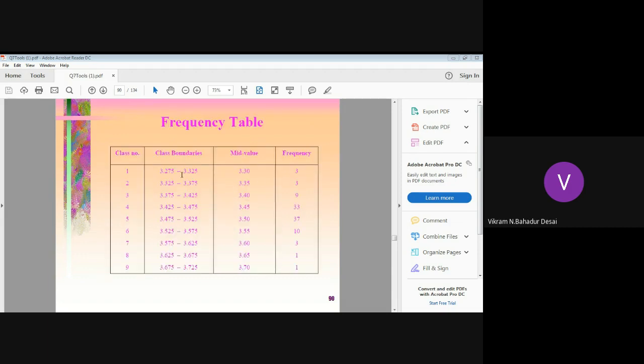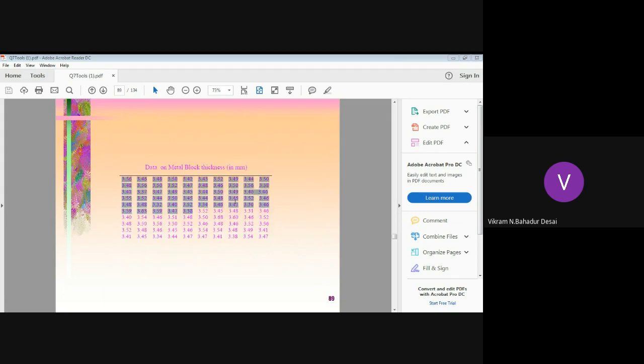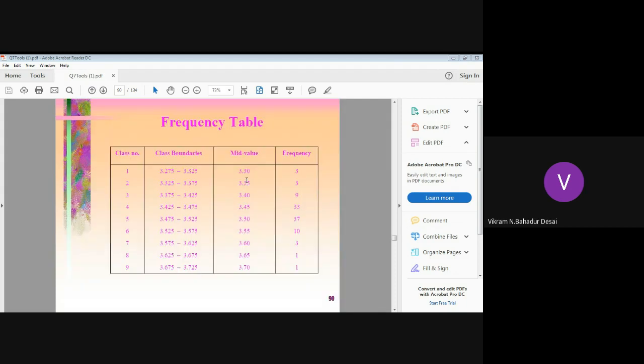Then they have made it into classes. Different classes they have made, and for each class, they have made a mid value. Then how many frequencies are going to fall in that particular class. You decide the number of classes, for any data set given, how many classes you want to have. So what is the range of each class, the class boundaries, the mid value of that particular class, and then frequency. For example, 3 people are falling in this, 3 people are falling in this, right? Like that. So how does the histogram look after doing all this?